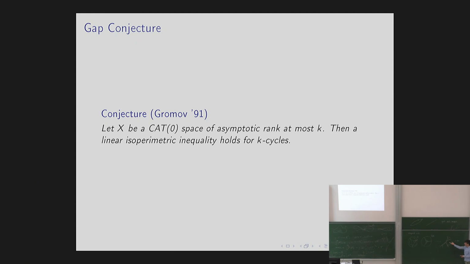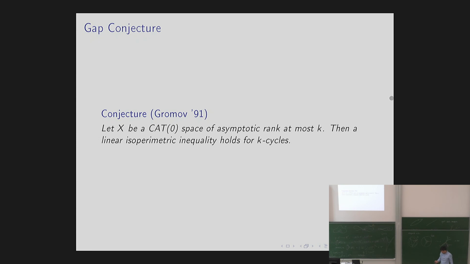And then the same kind of intuition, right? On a very large scale, the k-cycle should feel like it lives in something k-dimensional, so it should be completely degenerate. And then if you unravel this, this should mean that the filling volume of a k-dimensional cycle on a very large scale should be much smaller than what you see in Euclidean space.